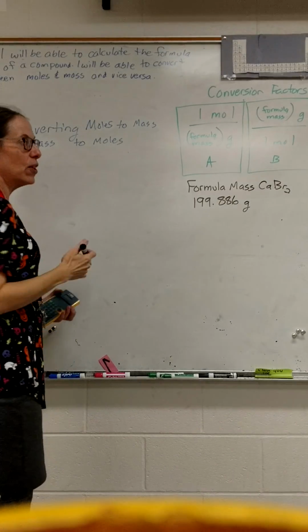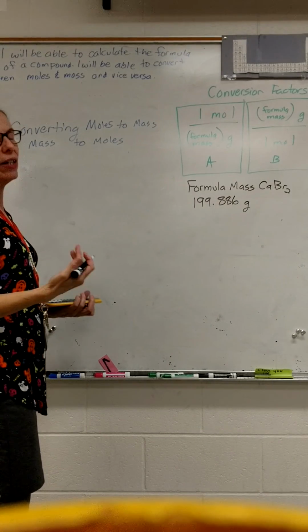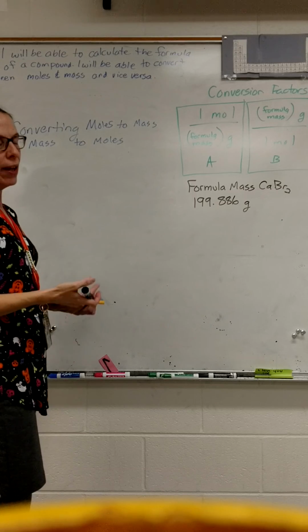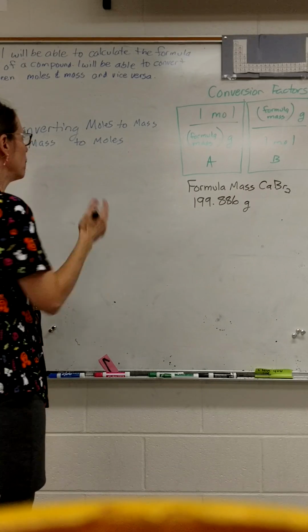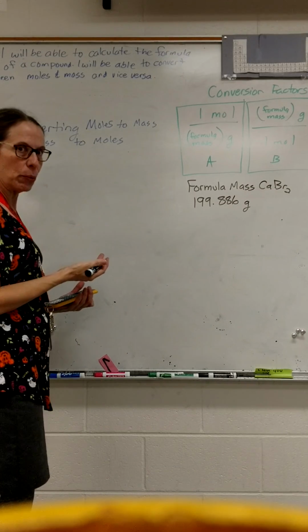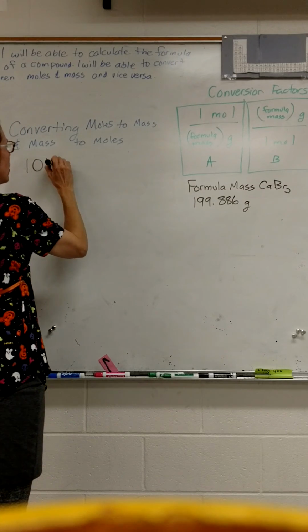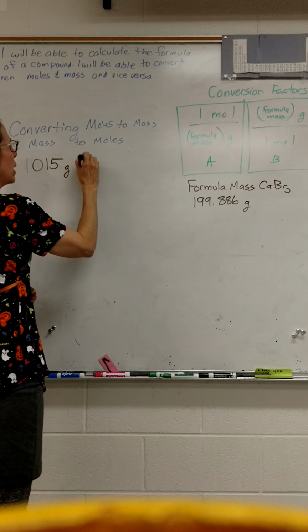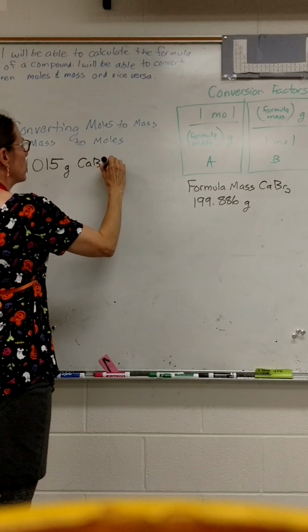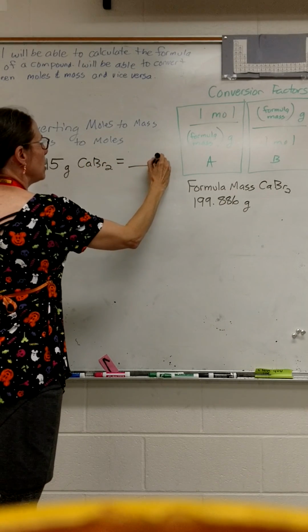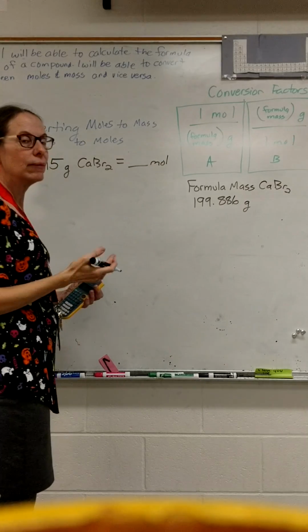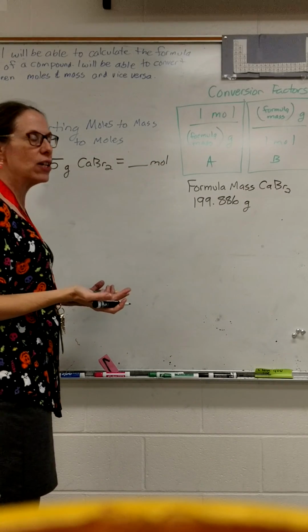Let's say I'm starting out with an amount in grams and I need to figure out how many moles that is. I'm going to pick a number out of the air. Today happens to be October 15th. So I'm going to say if I have 1,015 grams of calcium bromide and I want to know how many moles that is, I just use a conversion factor like I just did.